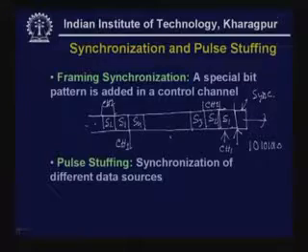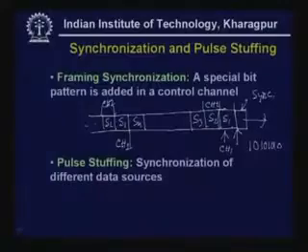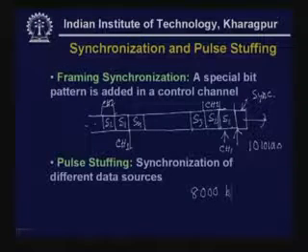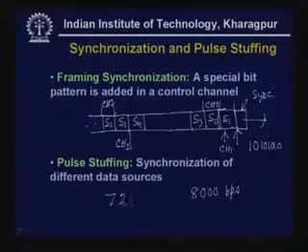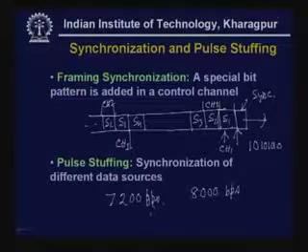Now, sometimes it so happens that the data rate coming from the source is not matching. For example, for the purpose of multiplexing, your requirement is say 8000 bits per second. On the other hand, from the source the data is coming at the rate of 7200 bits per second. So, data rates are different. In such a situation, what will you do?